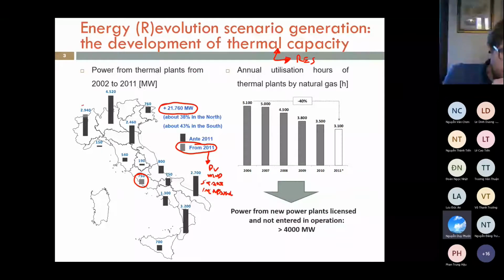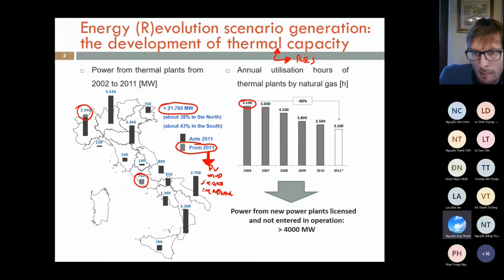So the consequence of having installed RES is that the investments on thermal power plants suddenly dropped in 2011. The money was shifted from traditional power plants to RES. That's good because it means that the investors prefer to go with renewable energy sources. But what's the consequence of that? The consequence is that, even before 2011, from 2006 to 2011, the annual utilization hours of thermal power plants by natural gas dropped by 40%.